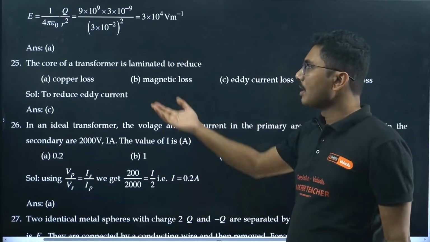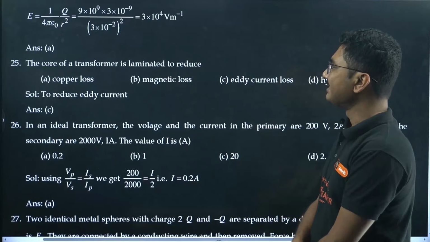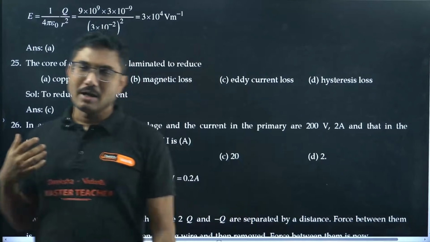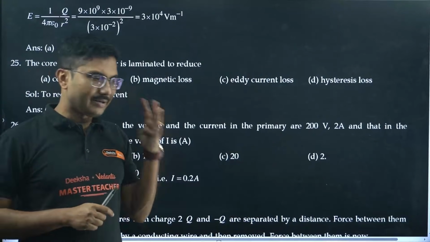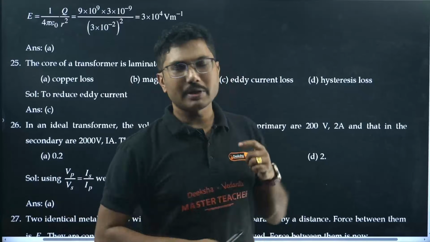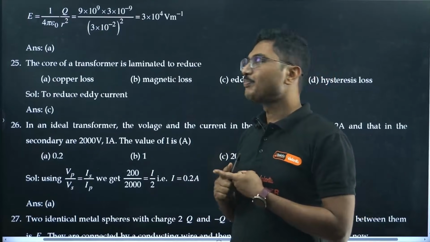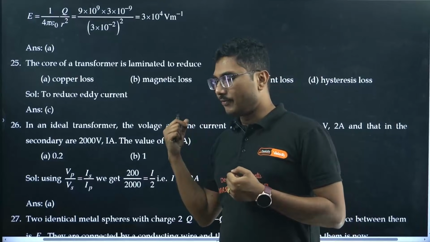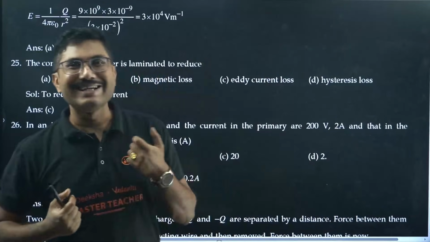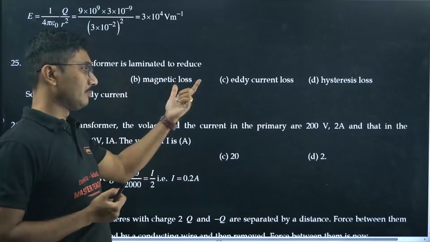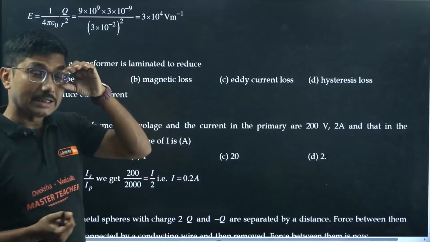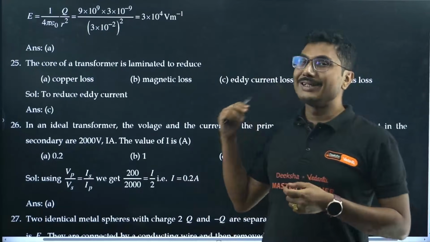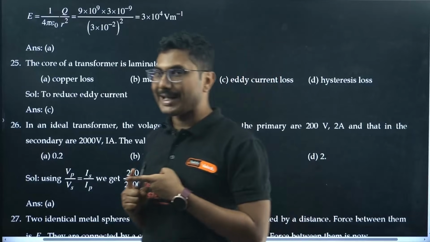Simple formula. The core of a transformer is laminated to reduce the eddy current loss. Okay, remember there are 4 main losses in a transformer. Eddy current loss is one of them, hysteresis loss, and then we have flux leakage loss, and heating loss. Now how to reduce the hysteresis loss? By using soft iron core. By using laminated core we reduce the eddy currents.